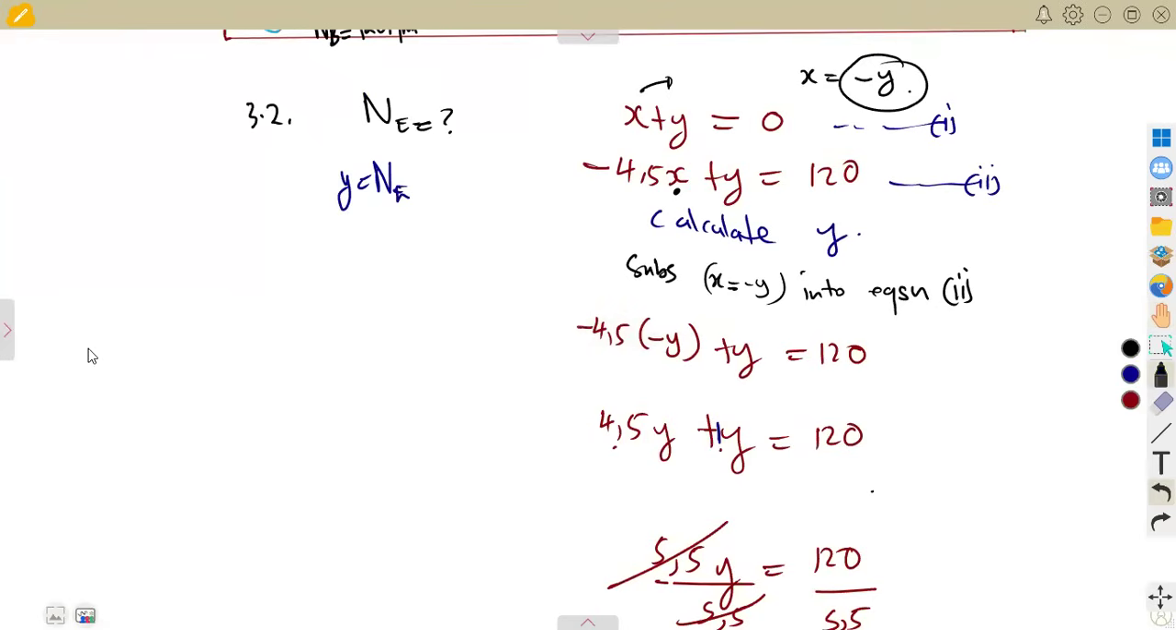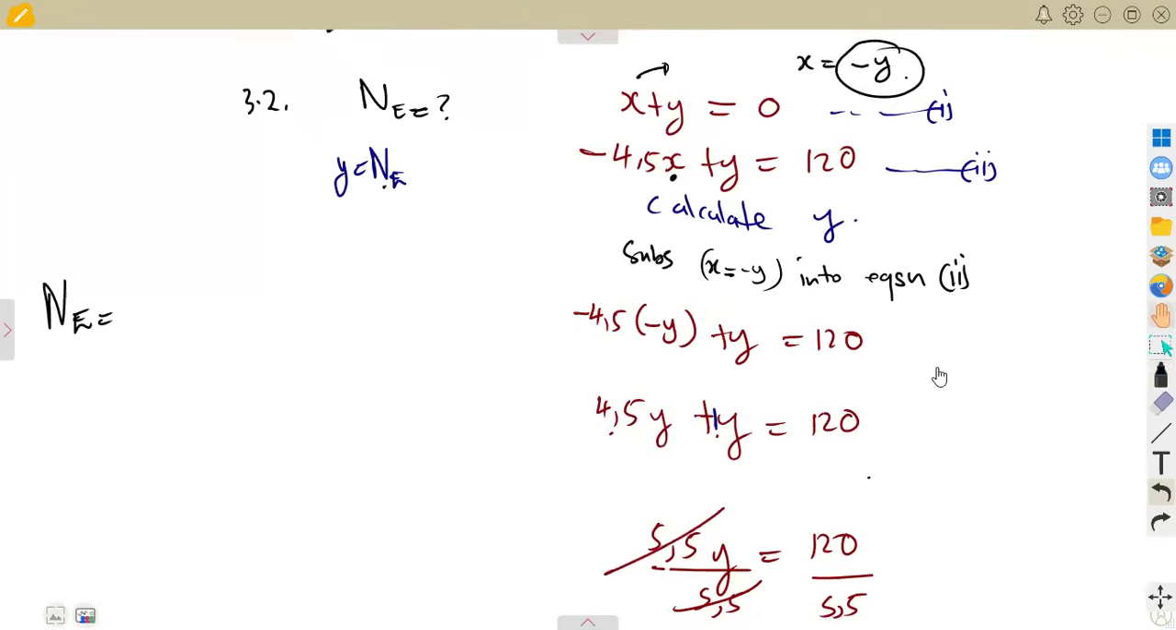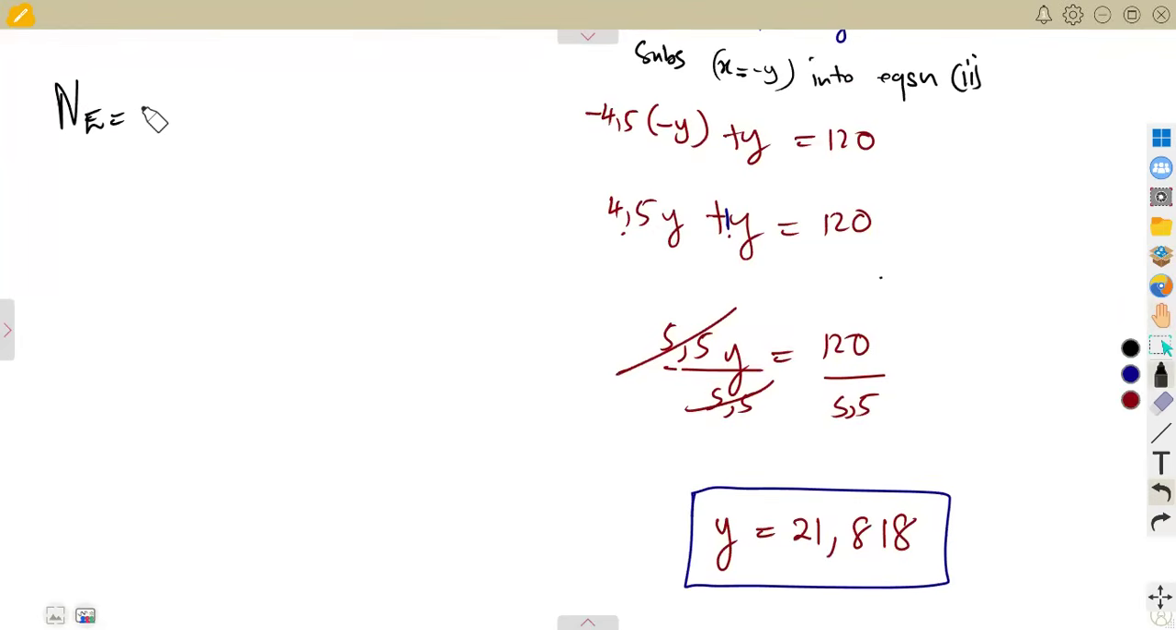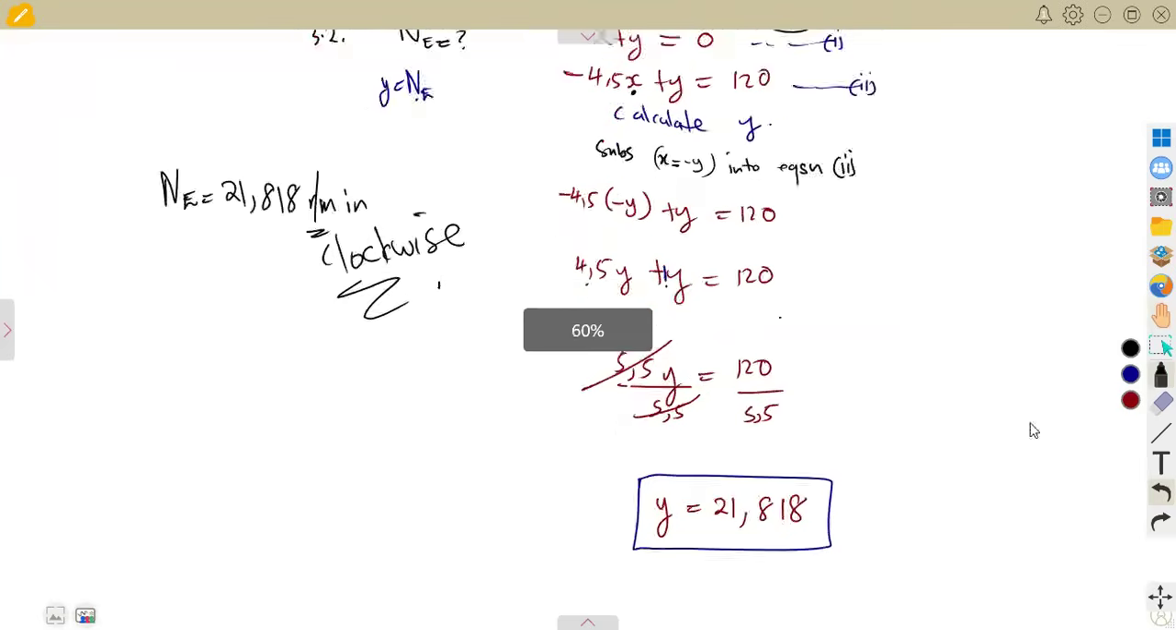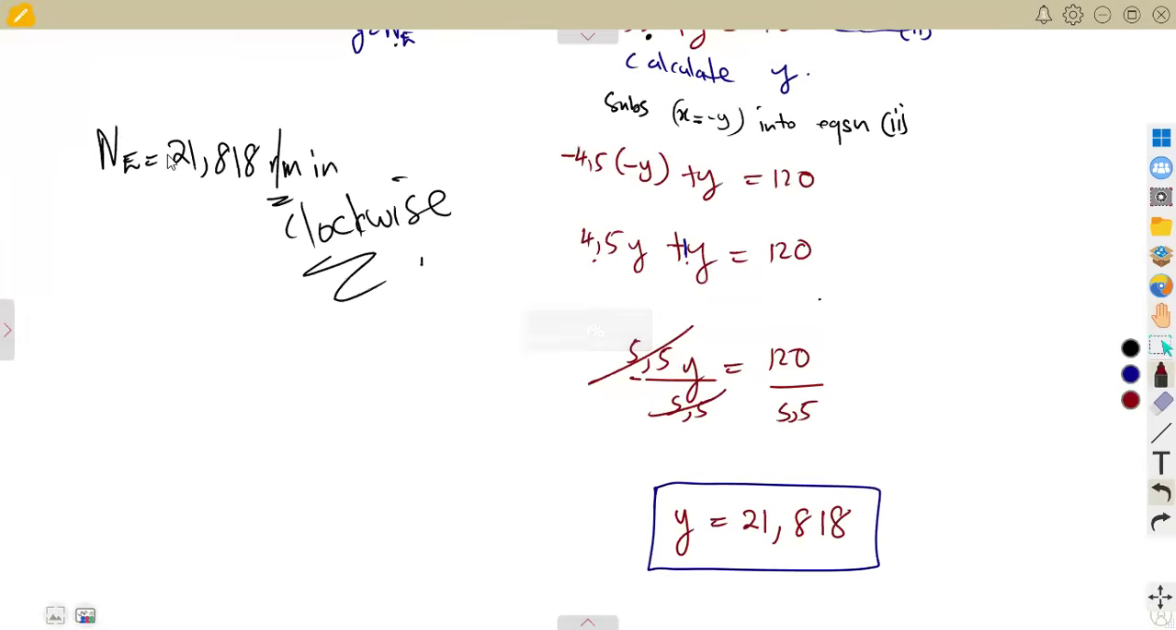So therefore, our NE, the speed of the arm E, is going to be equal to y, which is 21.818. Once its speed is in revolutions per minute and is positive, it means we are taking this in the clockwise direction. That's a positive. If you're having that, it means positive in the clockwise. So you see how these questions can be given.